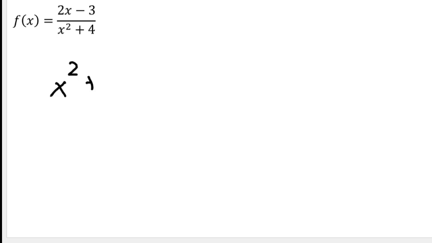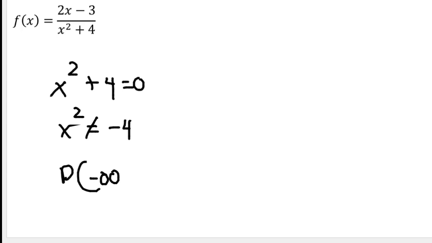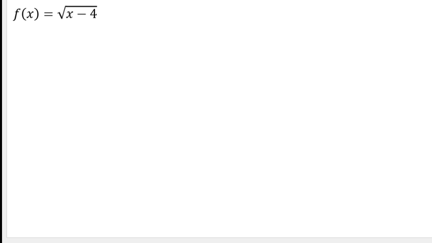Now how about this one? 2x minus 3 divided by x squared plus 4. We're going to set the denominator to 0, and as we can see here, we're going to take the square root of both sides. We got an imaginary number, so that's why we're just going to put negative infinity to infinity.